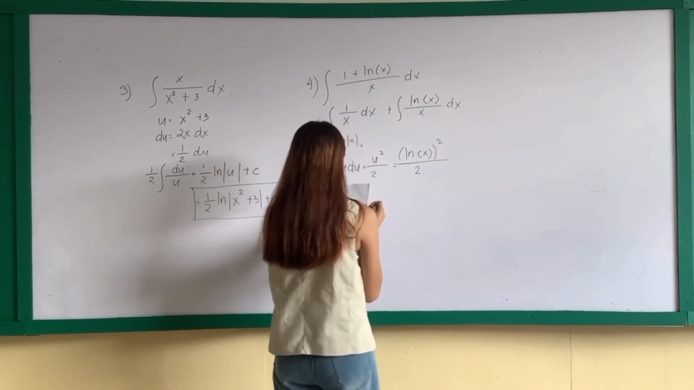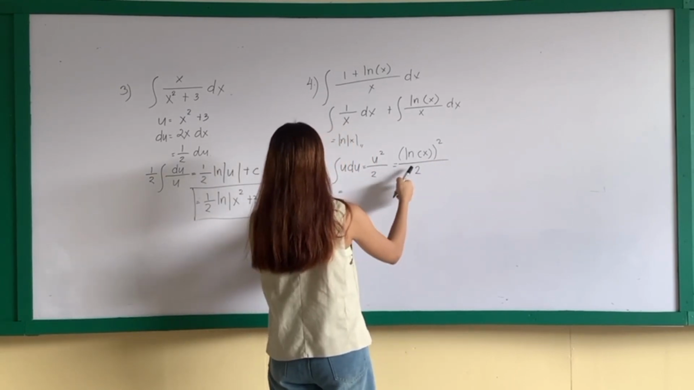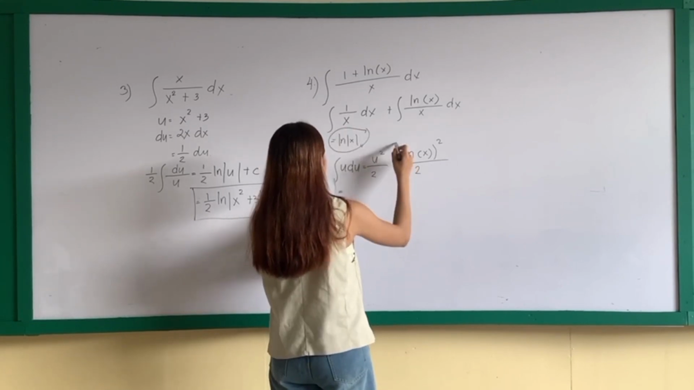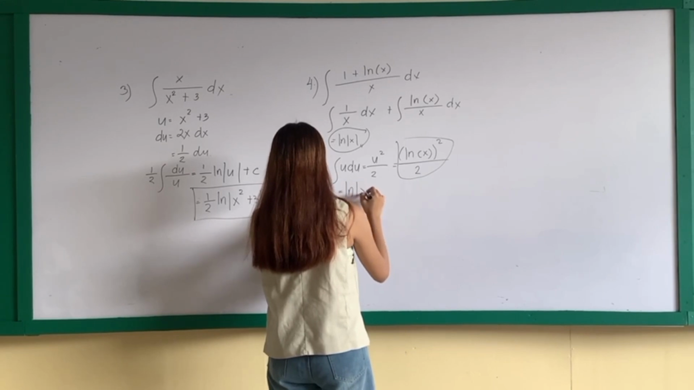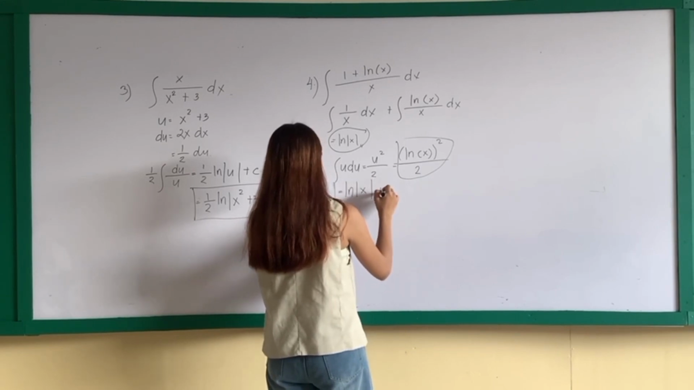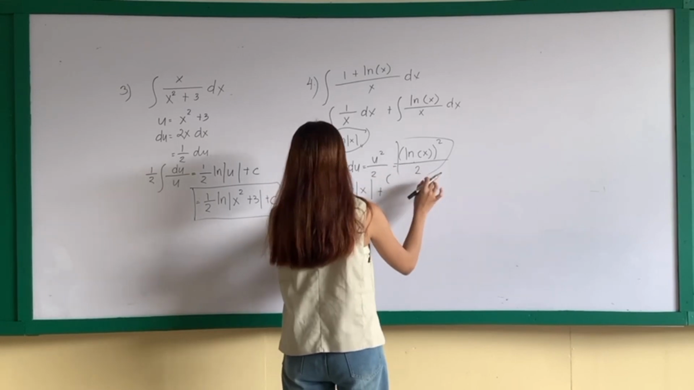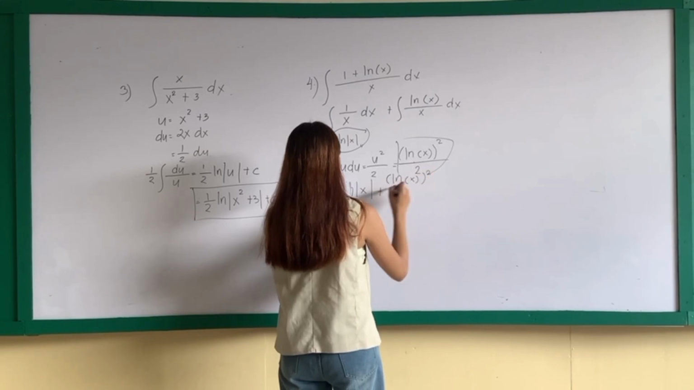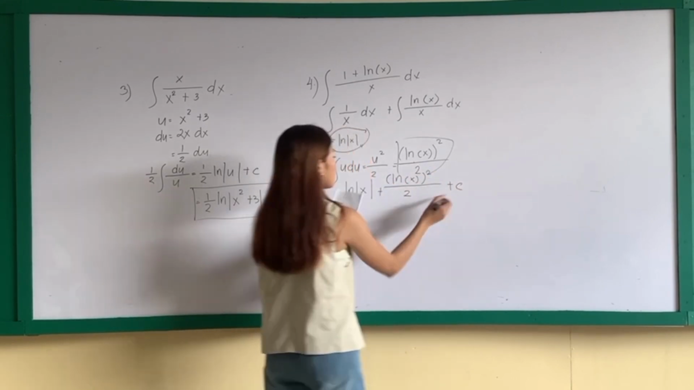And our final answer is the ln x and the ln x squared over 2. So ln the absolute value of x plus ln x squared over 2 plus c. That's our final answer.